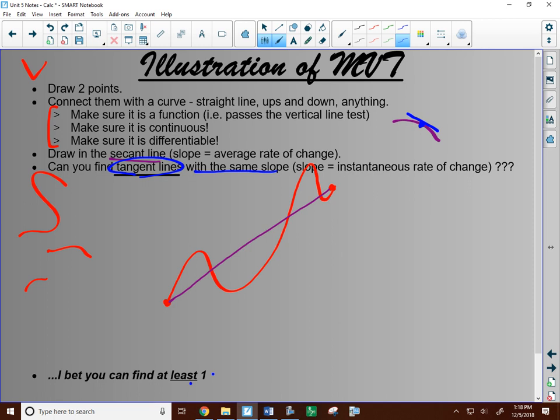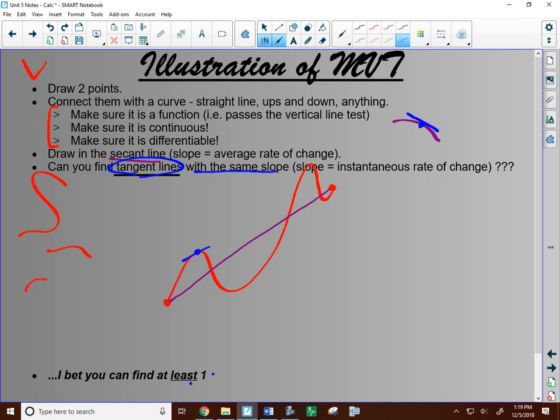You don't have to solve for me. You just draw. I just want you to draw a line. Where would the tangent line be that would have the same slope? Is that it? That is it. You were right. Why are you guys so hesitant? If you're wrong, it's okay.